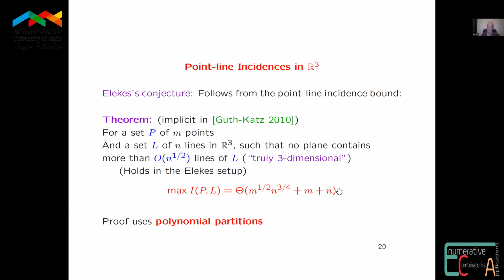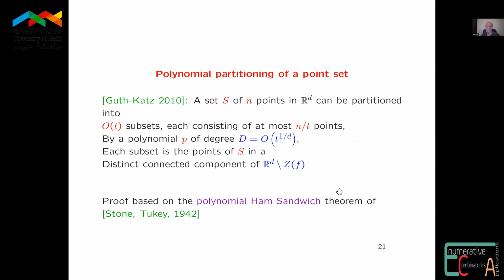What is polynomial partitioning? So start with a point set. You have a set of n points in d-dimensional space, and you want to partition it into t equal subsets, each containing n over t points. Now, of course, this is a trivial task. Anyone can do it. But you want to do it by a polynomial of degree D, which is roughly t^(1/d), so that the subsets that you will get are the subsets of points that lie in the connected components of the complement of the zero set of the polynomial.